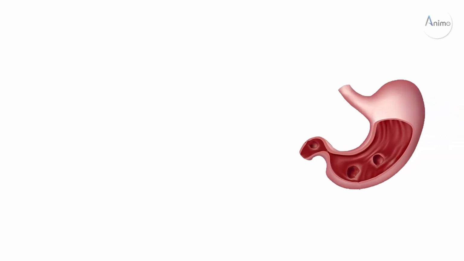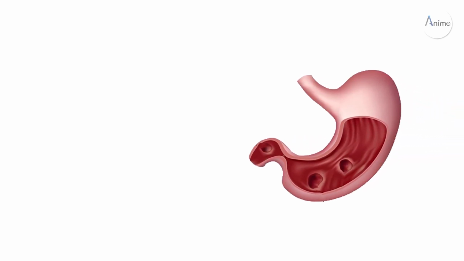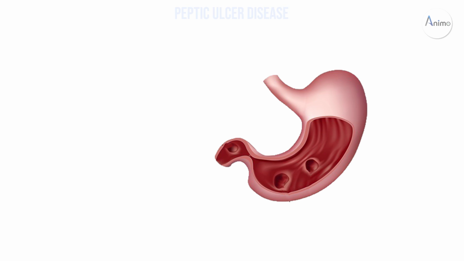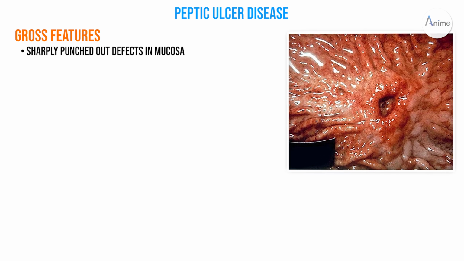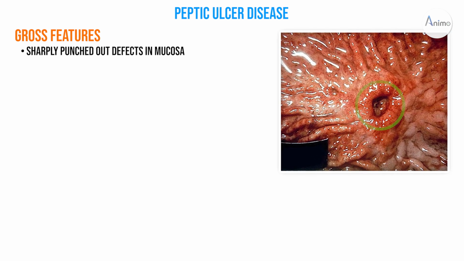So guys, let's start our new topic on an important disease, which is peptic ulcer disease. Moving on to its gross features, we found there are sharply punched out defects in the mucosa. There is a defect in the mucosa which is so eroded that it looks like a punched out deformity. Look at this image. Here you see the punched out defect in the mucosa seen in endoscopy of the stomach.